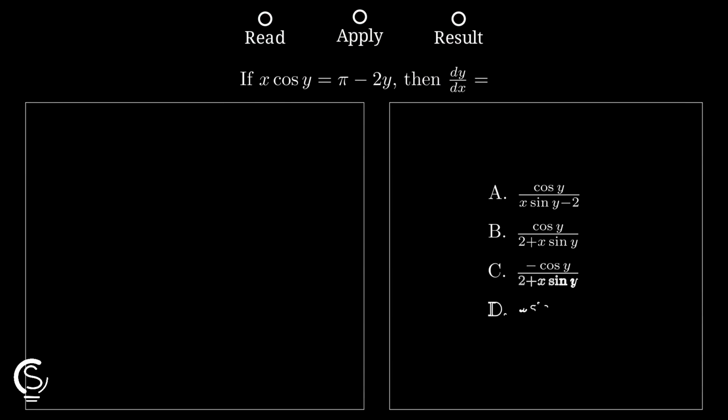Start by differentiating both sides with respect to x. Use the product rule on the left side to get cosine of y minus x times sine of y times dy/dx. On the right side, the derivative of pi is 0, and the derivative of negative 2y is negative 2 dy/dx. Now we just need to group all those terms.